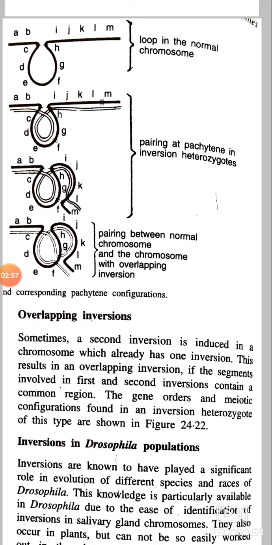Overlapping inversions. Sometimes a second inversion is induced in a chromosome which already has one inversion. This results in overlapping inversion. If the segments involved in the first and second inversion contain a common region, the gene order and meiotic configuration are found in an inversion heterozygote of this type.